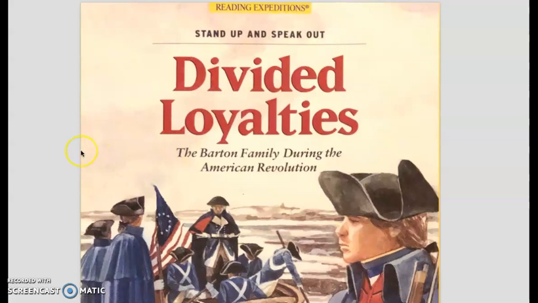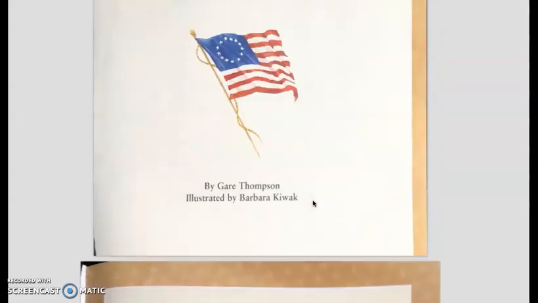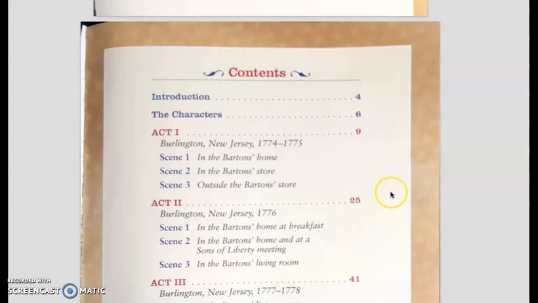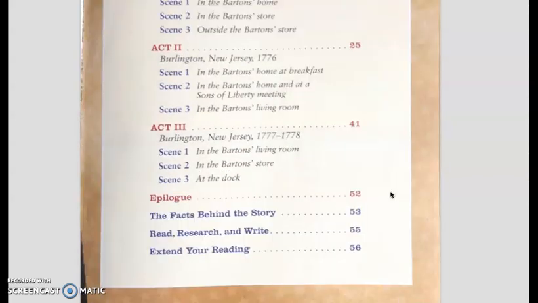Class. So today we're going to be reading Divided Loyalties, the Barton Family During the American Revolution by Gare Thompson, illustrated by Barbara Kiewak. Here's our table of contents, which we always use to reference to find different parts of a book.